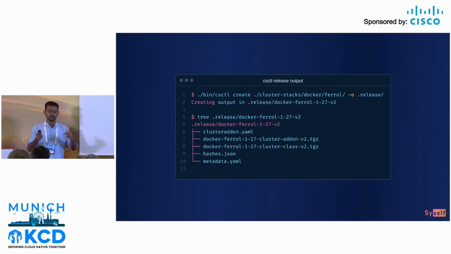That's why we created a CLI called cscuttle, which injects the version from outside into your configurations when you update it. So as a developer, you run this command and get the next cluster stack ready for release. You create it and you see the release assets. You have V2 ready to serve your users.